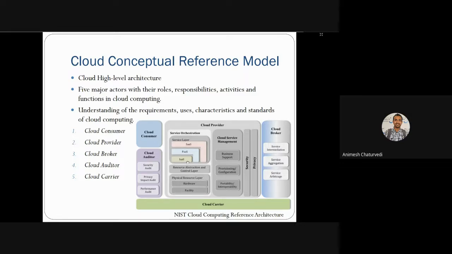Then the cloud carrier is like Airtel, like Vodafone, like Jio. What they do is provide the network between the cloud provider and the cloud consumer. So all these things work over cloud carriers. So what are the cloud carriers? They are companies like Airtel, Jio, and Vodafone, which transfer the packets at the tower side. Internet working towers are related to that.